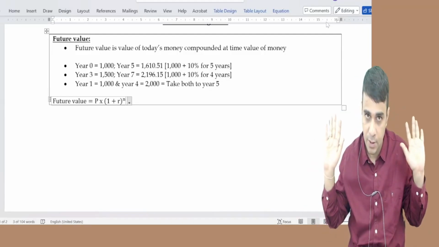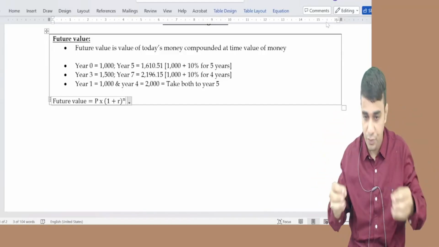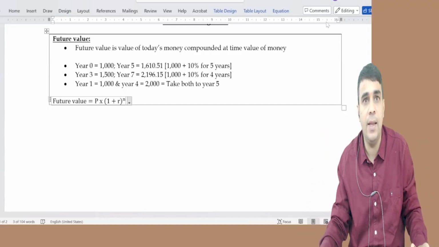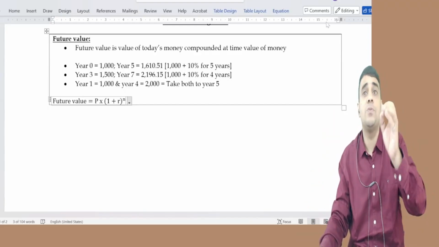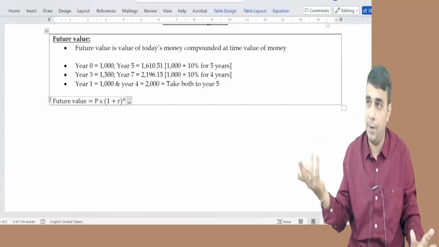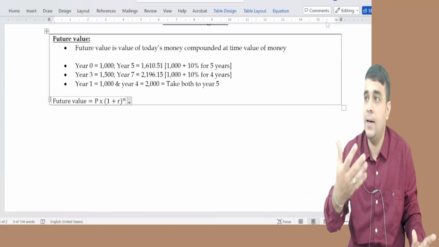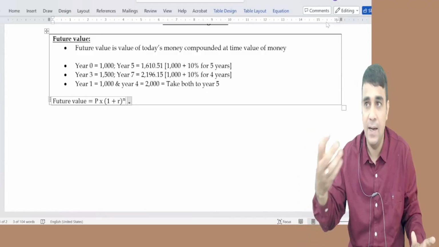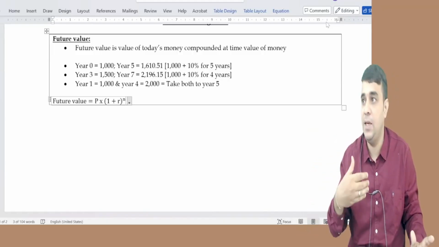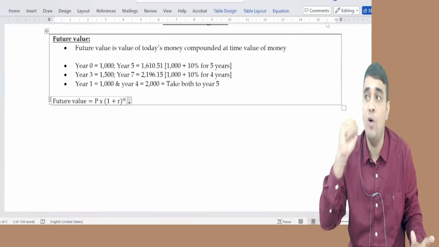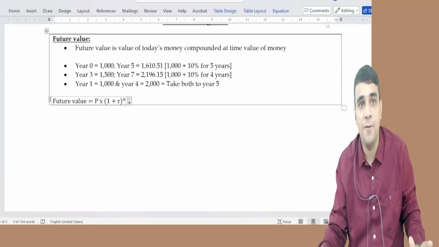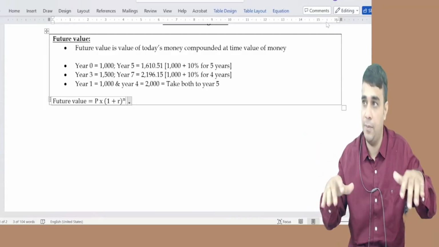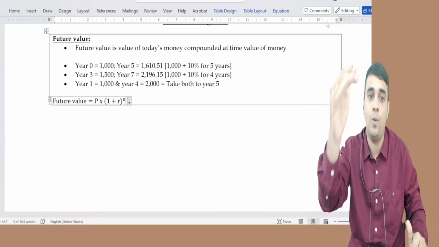Able to understand the concept? Any doubts? I'll repeat again. You have taken 1000 from me. You want to return the money after 5 years. So how much money will you return? Or another example: my father created a fixed deposit with the bank, 1,000 rupees, 5 years, 10%, and he asked me, after 5 years, how much money will we get back? I say, don't worry, I learned time value of money. I'll do the calculation and tell you, and I tell 1610.51.